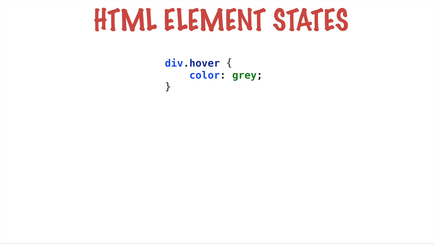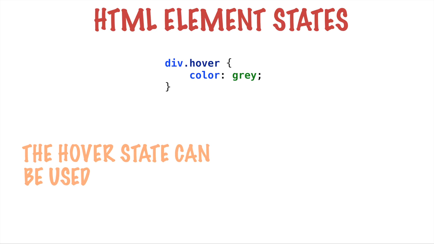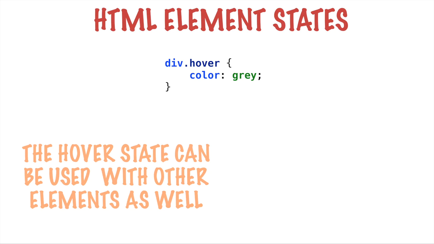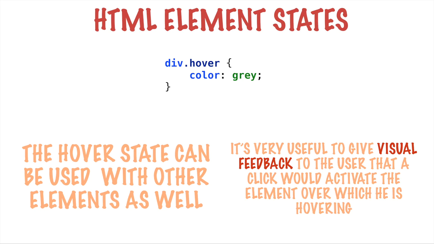You should be aware that you can create the hover style on any HTML element. This hover state thus can be used on any HTML element to provide feedback to the user. This is very good practice. It's very good to develop web pages where you define rules like this because they provide visual feedback to the user that a click would activate the element that is being hovered over.